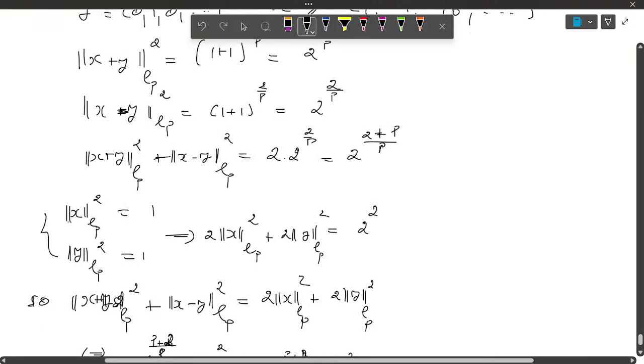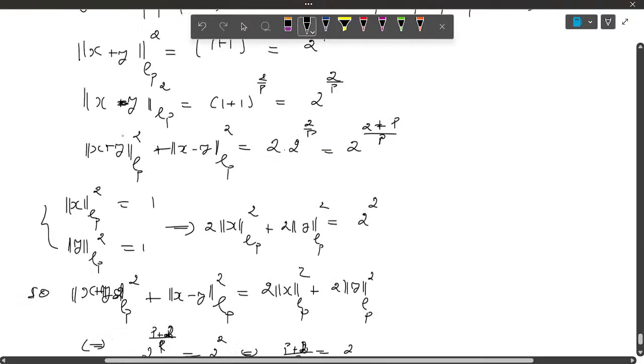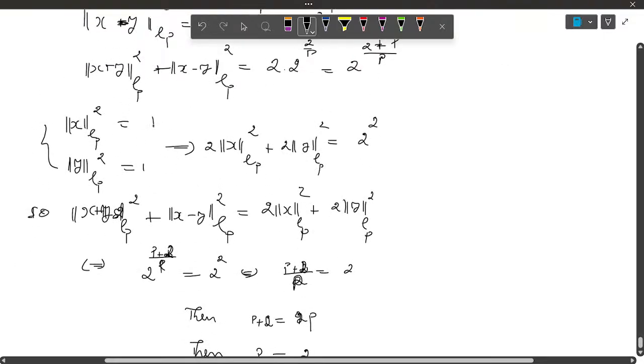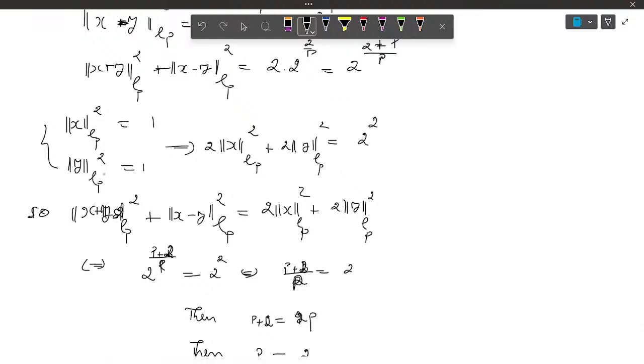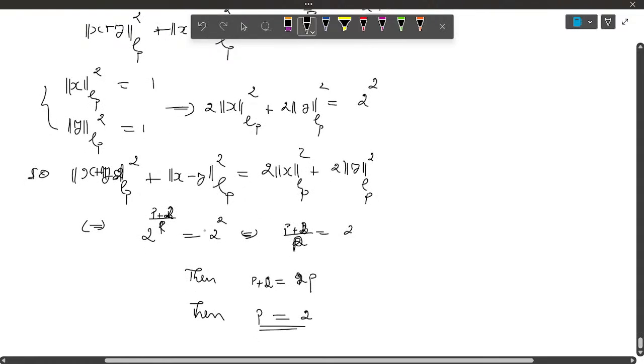Now, let us compute the LP norm of x. x is just one component here. The LP norm of x is 1. And y the same, only one component. The LP norm is 1. So the summation here is going to give us 4, which is 2 to the power 2. So this summation is going to equal this if and only if we have this equality.